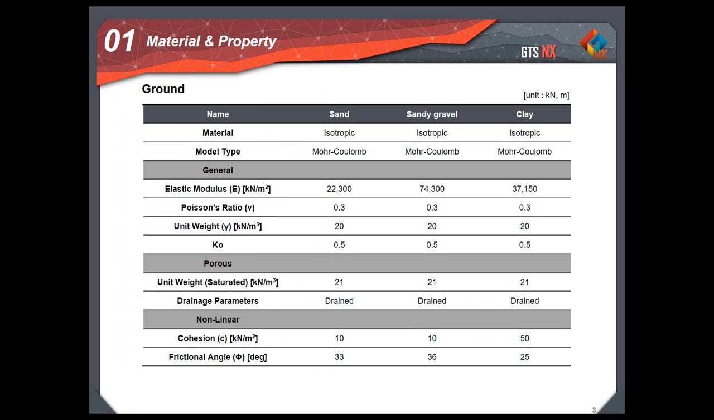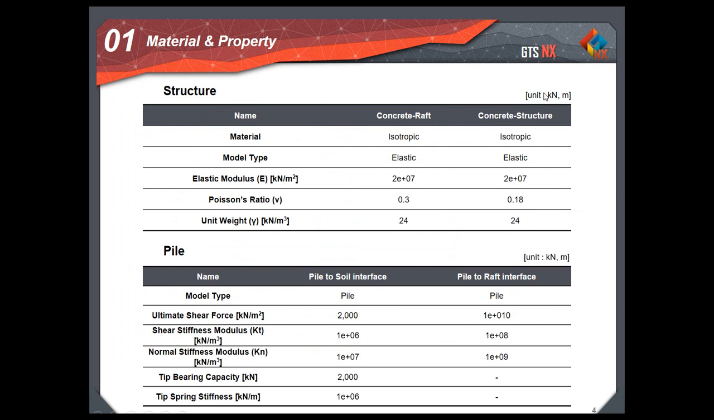So here is the summary of the materials used. We'll be using three ground materials: sand, sandy gravel, and clay, all with the Mohr-Coulomb constitutive model. And here are the structural materials. So we'll be using concrete for the raft and for the wall, as well as this being the pile element, which is a pile interface element. And lastly, we will use the wizard for creating the interface between the wall and the soil.